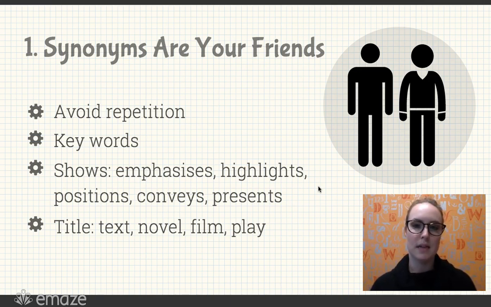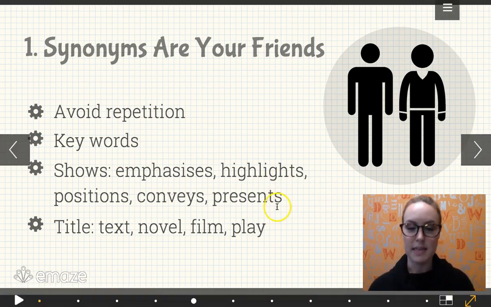Also, common ones that are used is when you're talking about your analysis. So you're kind of deconstructing and unpacking why particular techniques are used, and we see the word shows repeated a lot. So some ideas for you here are words like emphasizes, highlights, positions, conveys, and presents.